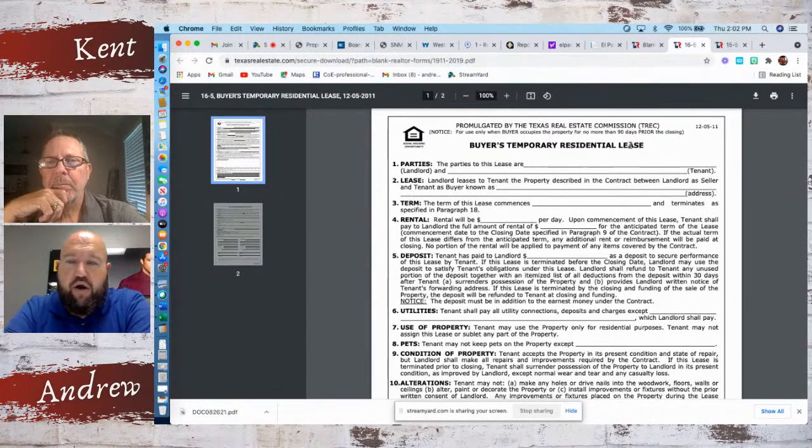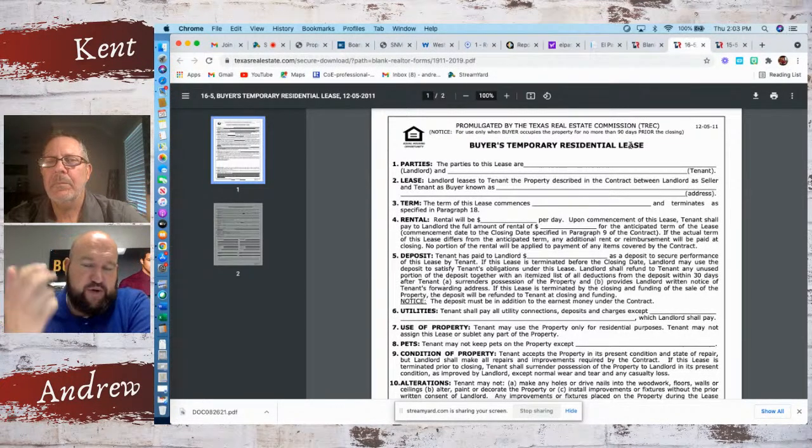Parties to the lease are blank, the landlord, which is the seller, and blank, the tenant, which is the buyer. The tenant is still the buyer because the seller owned the house at this time. Landlord leases to tenant the property described in the contract between landlord as seller and tenant as buyer, known as blank. We're going to put the address in there just like we do on the contract. So nothing crazy so far. Term of this lease commences on blank and terminates as specified in paragraph 18. So we'll get down to paragraph 18.